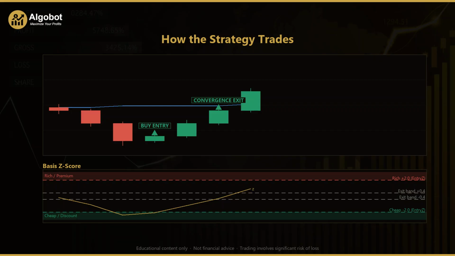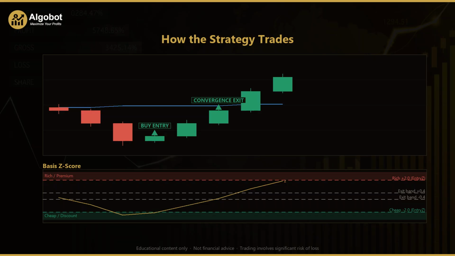This is where the buy entry marker appears. The strategy places the order, and at the same moment it attaches a stop loss 2 average true range units below and a take profit 1.5 units above as hard safety rails. From there, price does what the strategy is betting on. It converges back toward fair value.